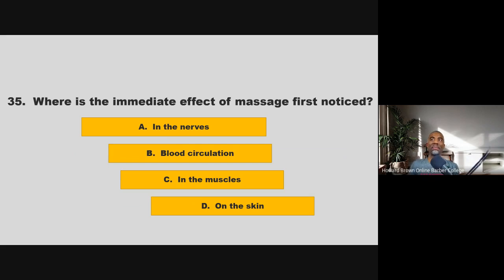Where is the immediate effect of massage first noticed? Is it in the nerves, blood circulation, in the muscles, on the skin? If you chose D, on the skin, you are correct.